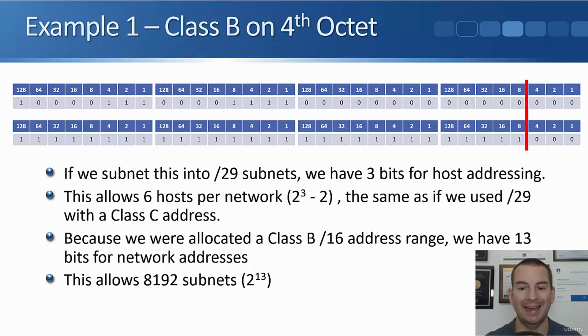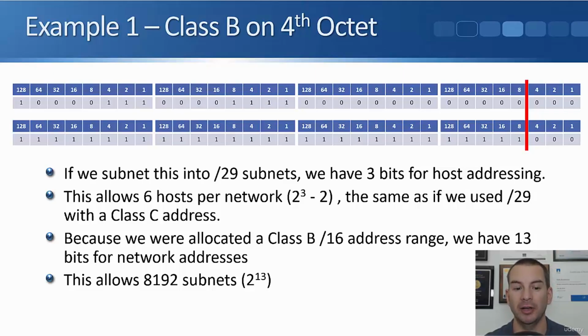So a /29 is going to give us 6 available hosts per network, whether we're using a Class A, B, or C. It's going to be the same for all of them. Here, because we were allocated a Class B /16 range, we're going to have 13 bits for the network address. If it was a Class C, we would only have 5 bits for the network address, because it's 24 to 29, a difference of 5. With a Class B, we've got those extra 8 bits, so 5 plus 8 gives us the 13 bits.